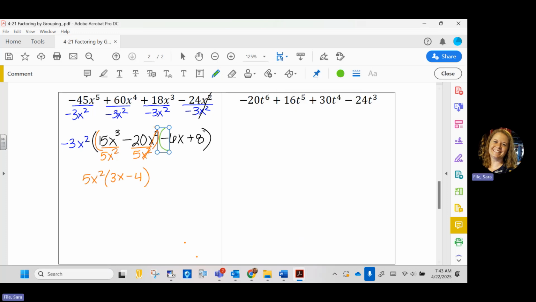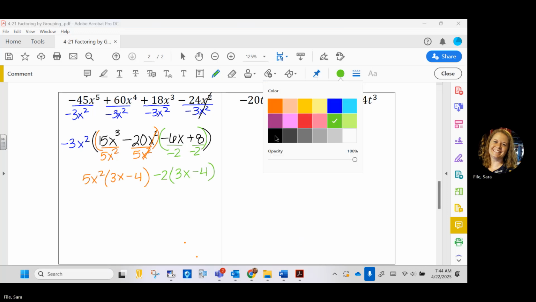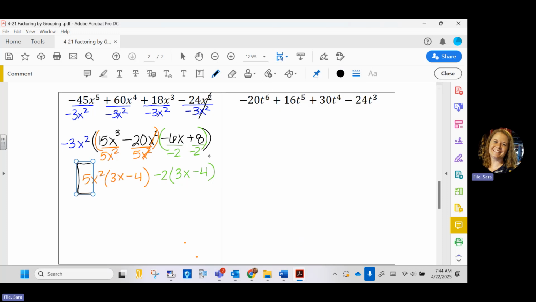Okay, the second group. Both are divisible by 2. The lead term is negative, so I want to factor out that negative 2. So that's going to be a negative 2 outside. It's going to leave me with positive 3x, and then 8 divided by negative 2 will be minus 4. Okay, so that's from doing the grouping.